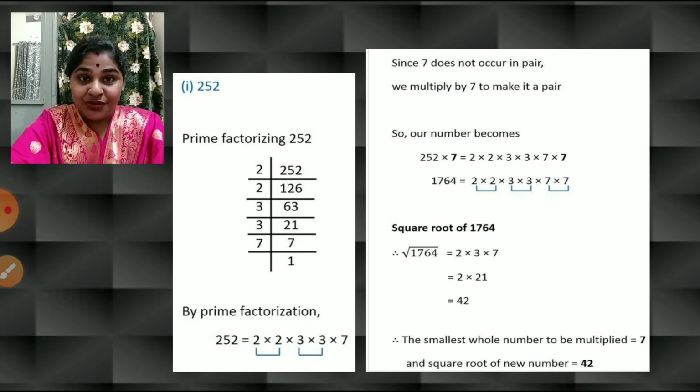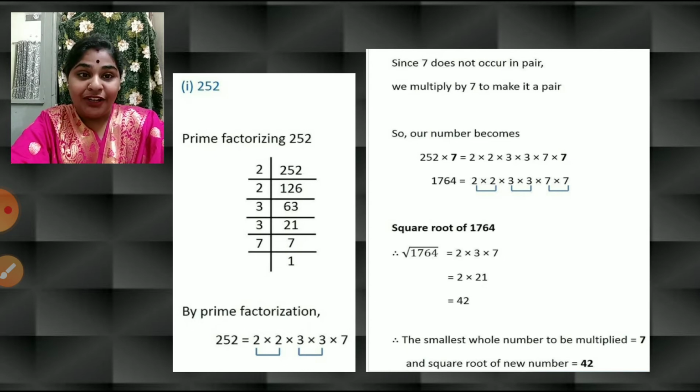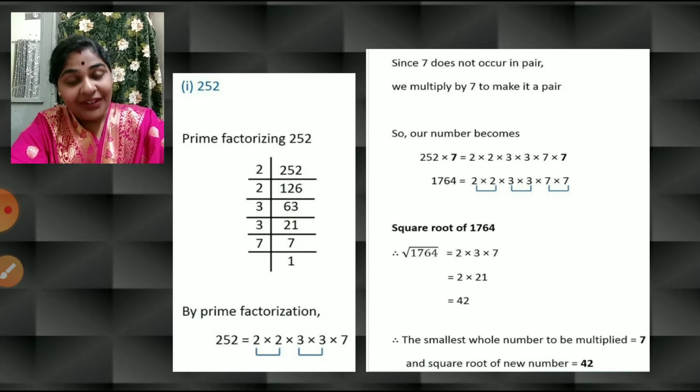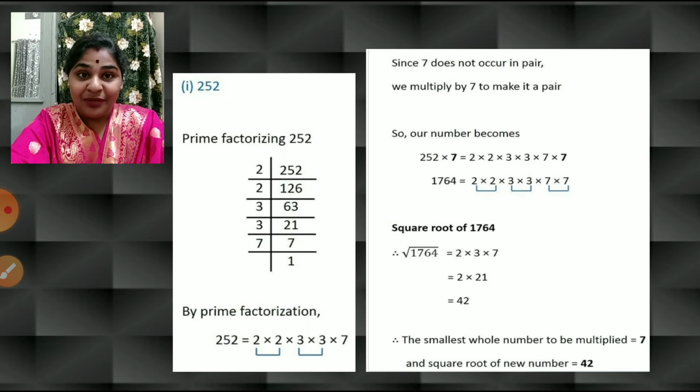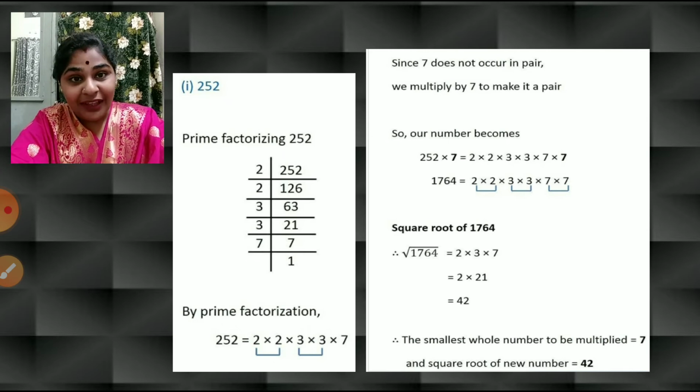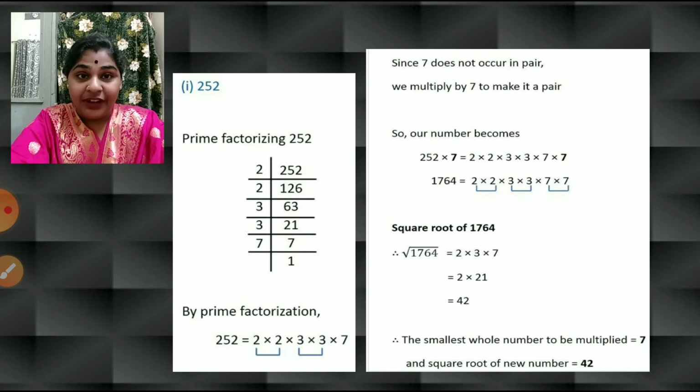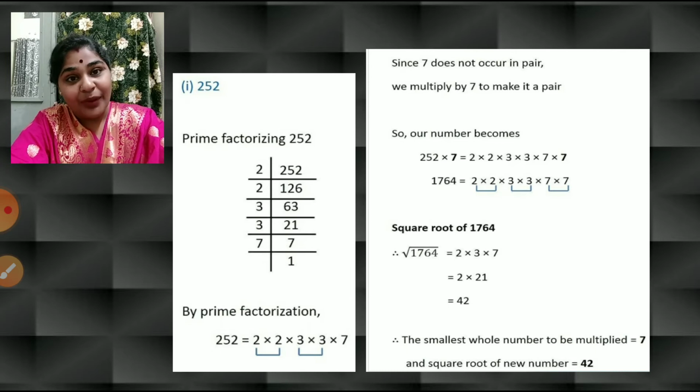So first there are two steps. First you need to prime factorize the given number and then find out whichever number is left alone in the factors, and that number is the number which you have to multiply, and after multiplying, find the new number and find the square root of that number.